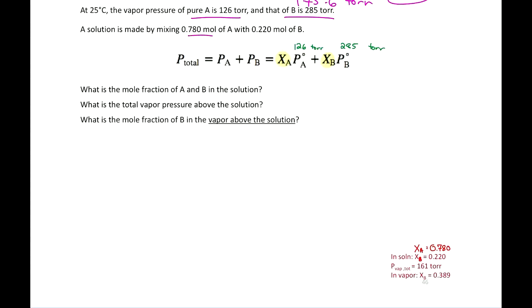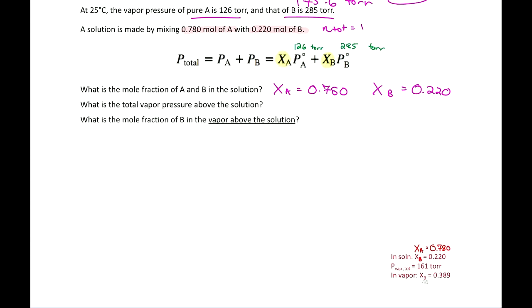So I'm mixing 0.78 moles of A, 0.22 moles of B. I tried to make these numbers really easy, because if you add up those two mole amounts, you get 1. So the mole fraction of A is equal to 0.780, and the mole fraction of B is equal to 0.220. I tried to make the numbers easy this time, because n total is equal to 1. All right. So let's go ahead and calculate the total vapor pressure above the solution.